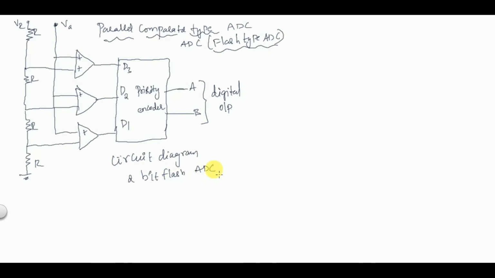So once you understand 2-bit, we can go for 3-bit flash ADC. I'll explain the 2-bit flash ADC first. If you understand the concept here very well, then we can extend it to 3-bit flash ADC also, because 3-bit flash ADC is somewhat complex. So if you understand clearly the concept here, then you can extend it easily to 3-bit ADC also.